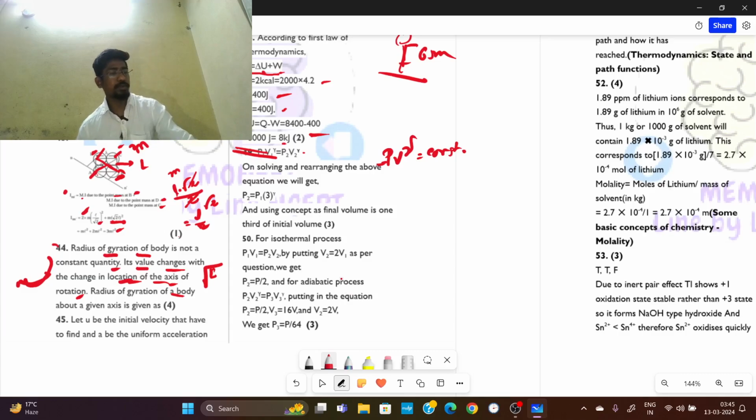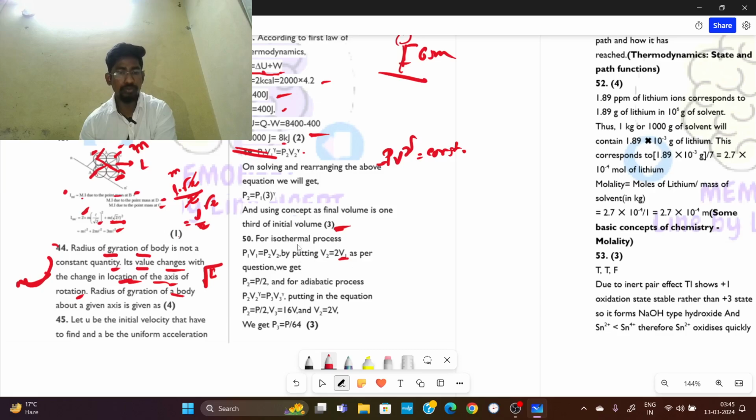The last question states a monoatomic gas at a pressure P and volume V expands isothermally to a volume of 2V, that means the volume is twice, and then adiabatically to a volume of 16V. Find the final pressure of the gas. Same formula, PV to the power gamma equals constant.